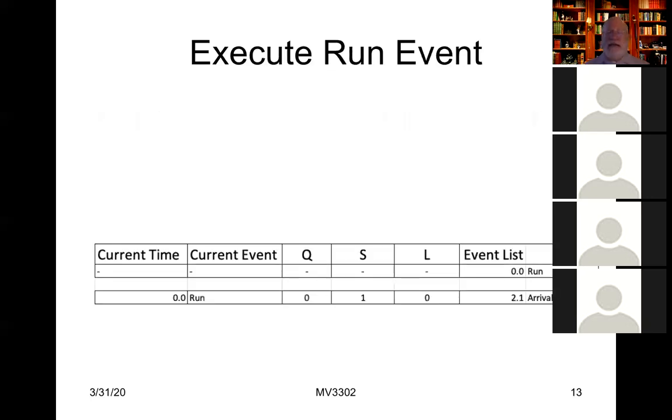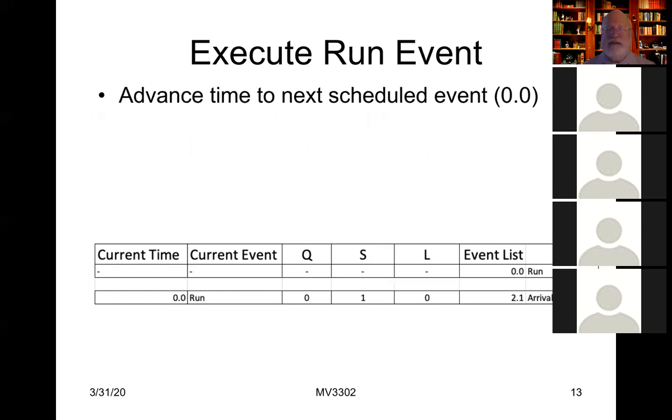Now, what the event list does, remember, is it advances time to the next event. So when we perform the event list, we advance time to the next scheduled event. In this case, the next scheduled event is at time 0. And so we take the earliest scheduled event, in this case, the run event at time 0, and we say, all right, now our current time is whenever that event was scheduled to occur, and that becomes the current event.